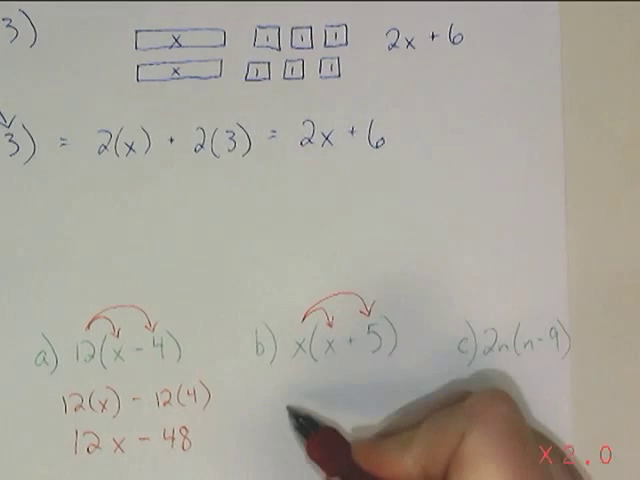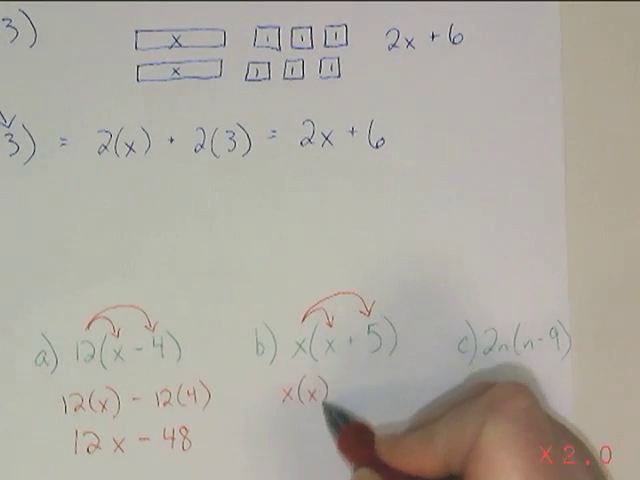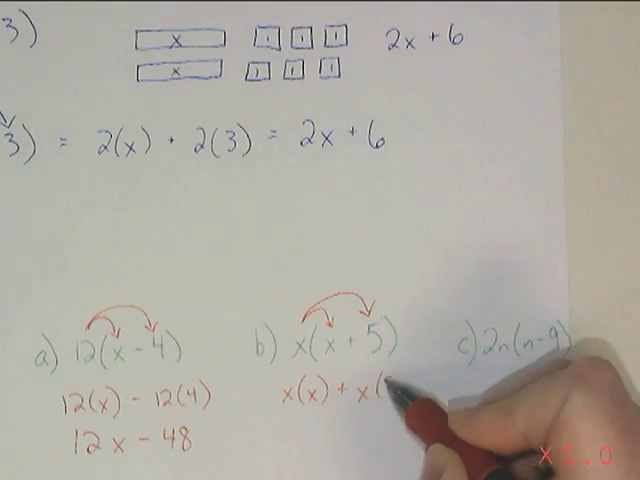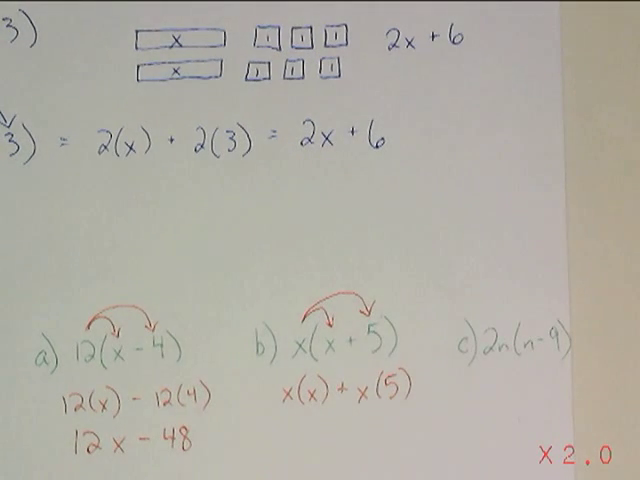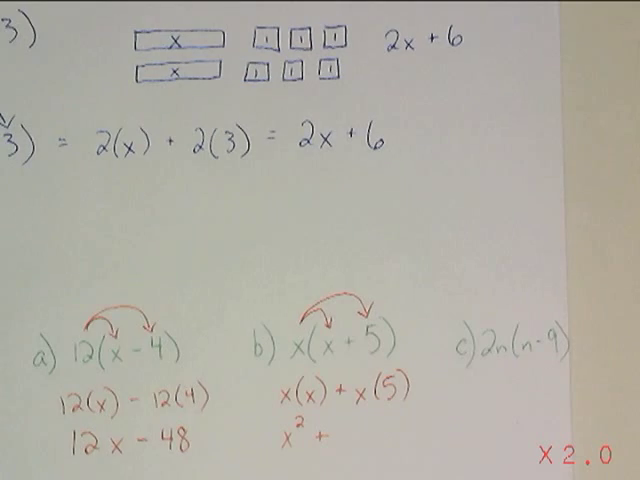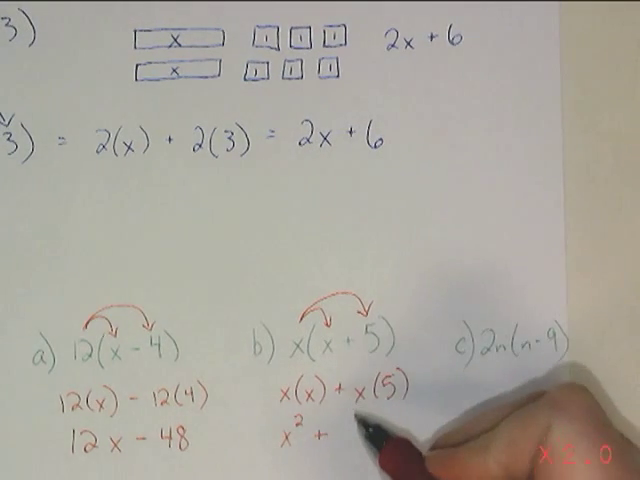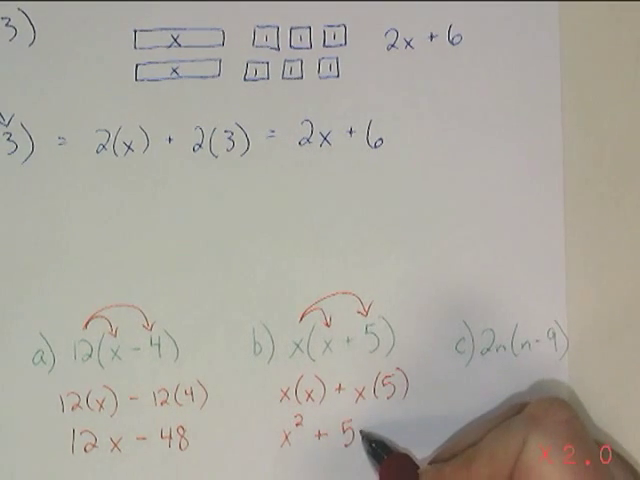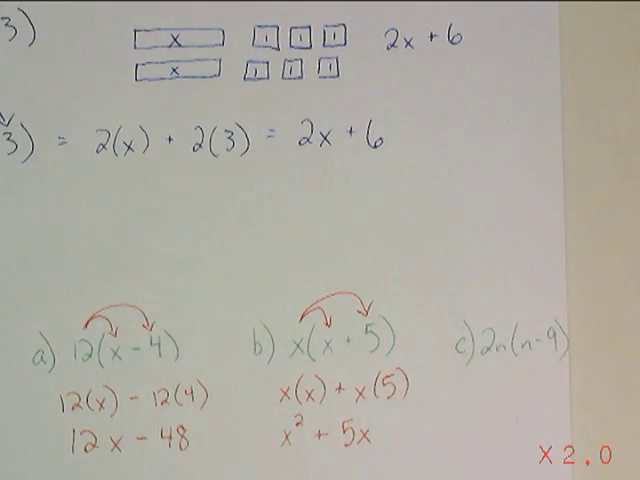Notice I'm still drawing in all of my arrows and rewriting it just to make sure I don't leave anything out. x multiplied by itself is x squared. x multiplied by 5, well, a letter and a number multiplied together, we know that that coefficient has to come first. So we get 5x.